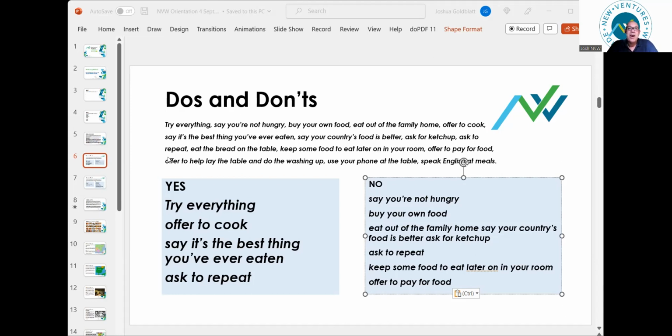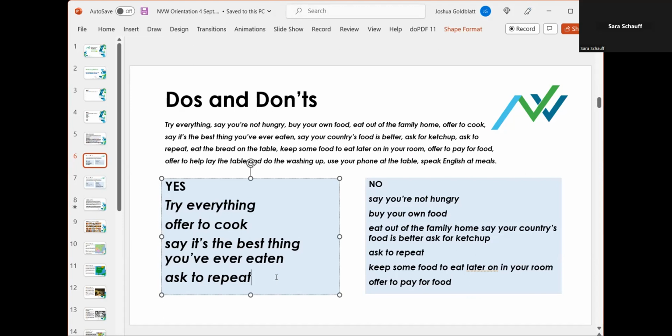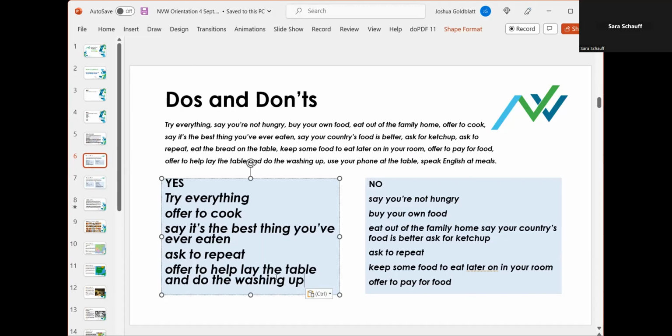What about offering to help lay the table and do the washing up? Yes or no? Sarah, again, Sarah Schauf. Yeah, of course, because you also eat with them and you live with the family, and it's part of your daily things you do. Absolutely. And if you said, let me do the washing up, and, little Nicolas, come and help me, wow, the family would be impressed. They'd be happy.